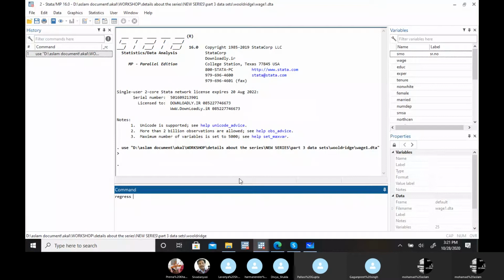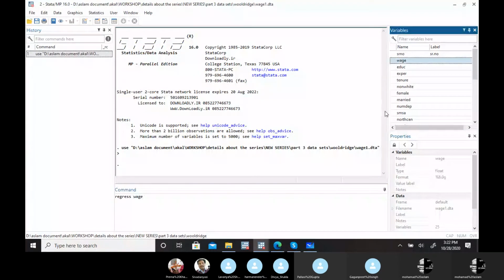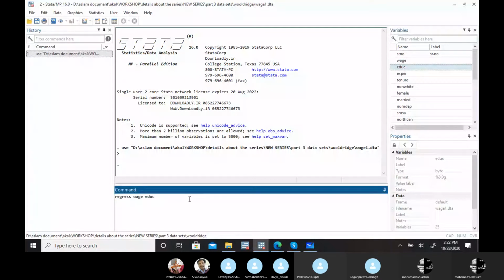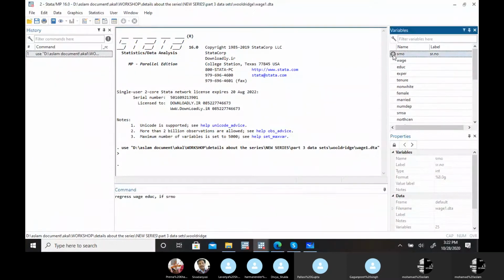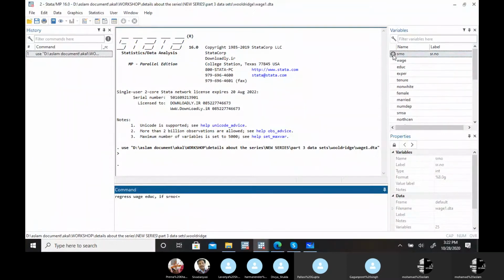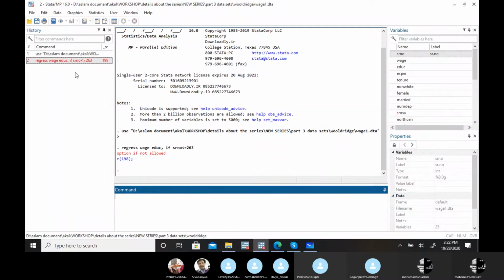First we are going to do it only with the initial 263 observations. These are two regression lines based on two different samples. So regress wage on education, comma, if serial number is less than or equal to 263. Option if is not allowed.